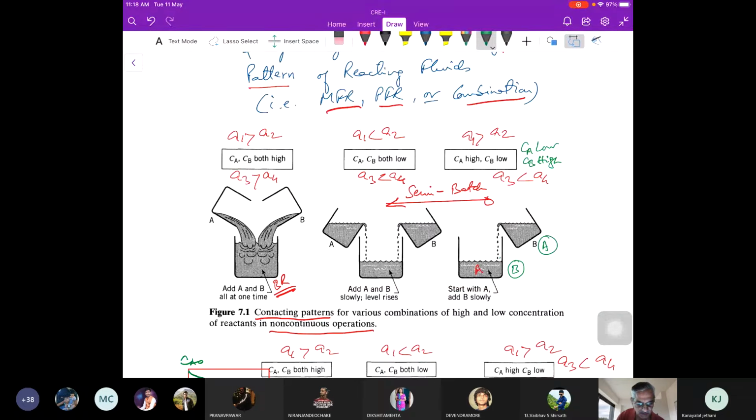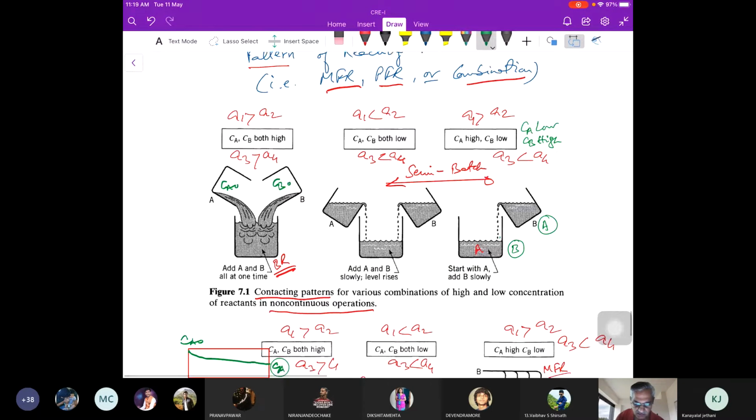So if you want both CA and CB high, that means A1 is greater than A2 and A3 is greater than A4. That means we need to have CA high for this case and CB high for this. So in this case, you take a batch reactor, add A and B all at the same time. So जितना भी रहेगा ये CA naught रहेगा, ये CB naught रहेगा. You add it. Initially it will be high concentration, right? And then धीरे धीरे कम होती जाएगा.